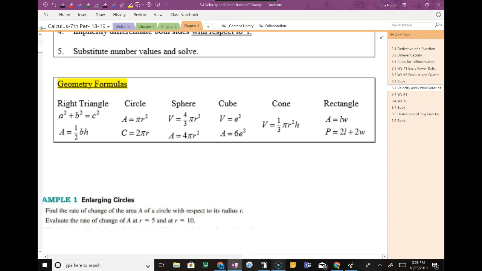4/3, yep, 4/3 pi r squared. So here's a trick for spheres. I always remember the volume and the area, because if you're given a volume, what's the derivative of 4/3 pi r squared? 4 pi r squared. No way.